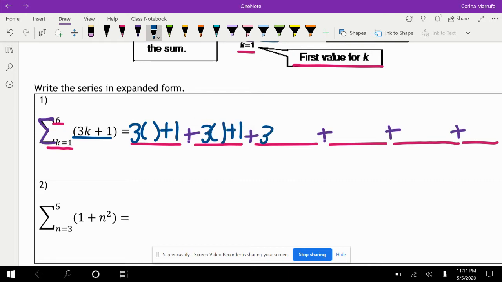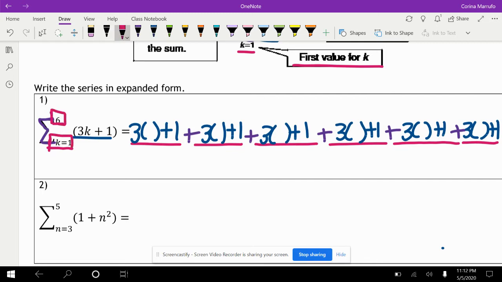I'm leaving the k blank for right now: 3k plus 1, 3k plus 1. Our k, if you notice here, they want us to start at 1 and end at 6. So we'll go 1, 2, 3, 4, 5, and 6.